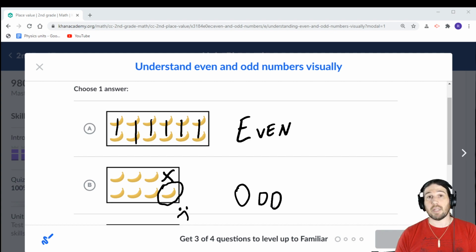Okay? Even means that every single... I was using rocks in my video. Even just means, once again, that you can put the bananas in pairs with none left over. And odd means that if you try to put all of the bananas in pairs, there is exactly one banana left over.